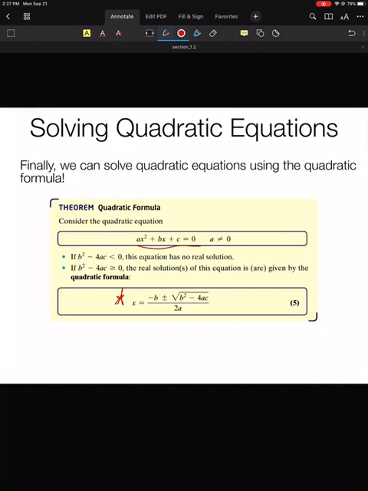Specifically, the quadratic formula is negative b plus or minus the square root of b squared minus 4ac all over 2a. There are various mnemonic devices and songs that people have come up with to remember the quadratic formula. I'm not going to make you sing any songs, but you will need to do whatever you need to do to remember the quadratic formula.